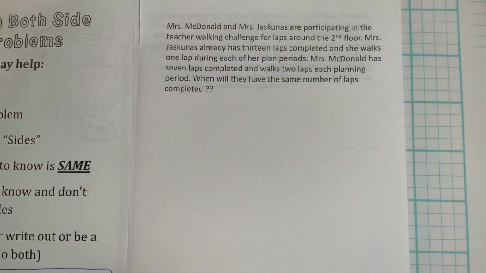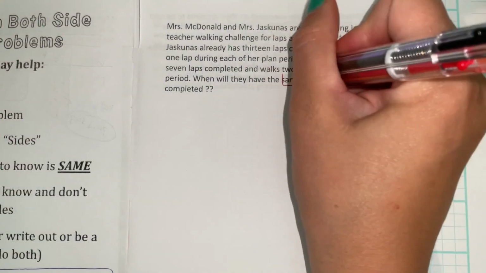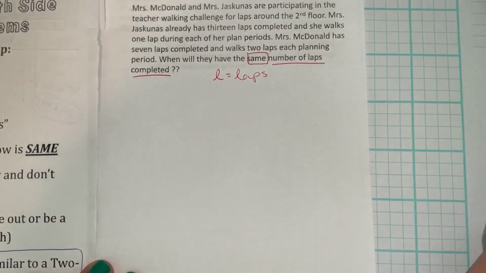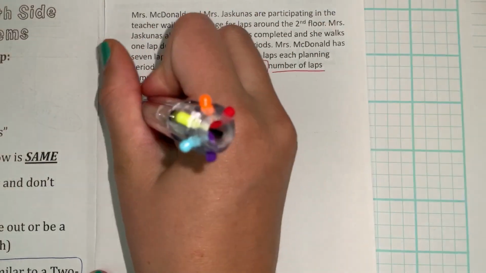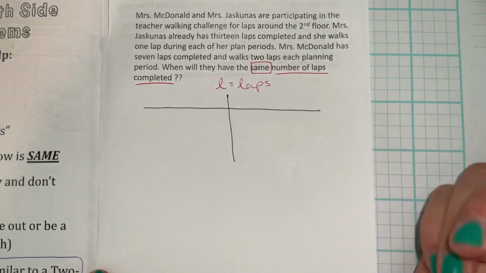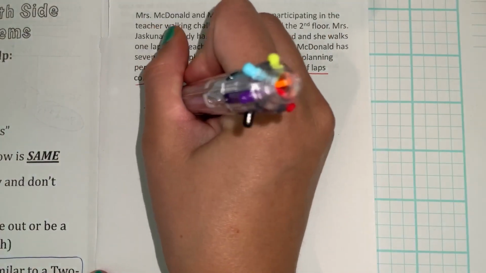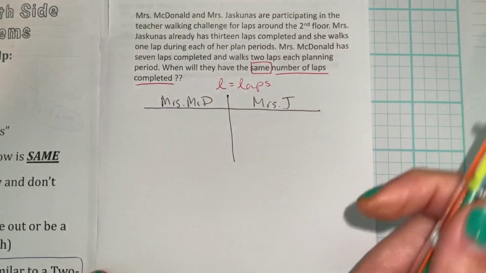So in this one, we are going to start with the question. When will they have the same number of laps? Well, first off, there's that word same, so that's how I know it's a variable on both sides. Number of laps completed, right? So we're going to use L for laps. That's going to be our variable, and I use a pretty fancy cursive L. All right, so we are comparing two sides, right? Now you're identifying what you know and don't know. So we are talking about Miss McDonald and we are talking about Miss Juskunas, okay?